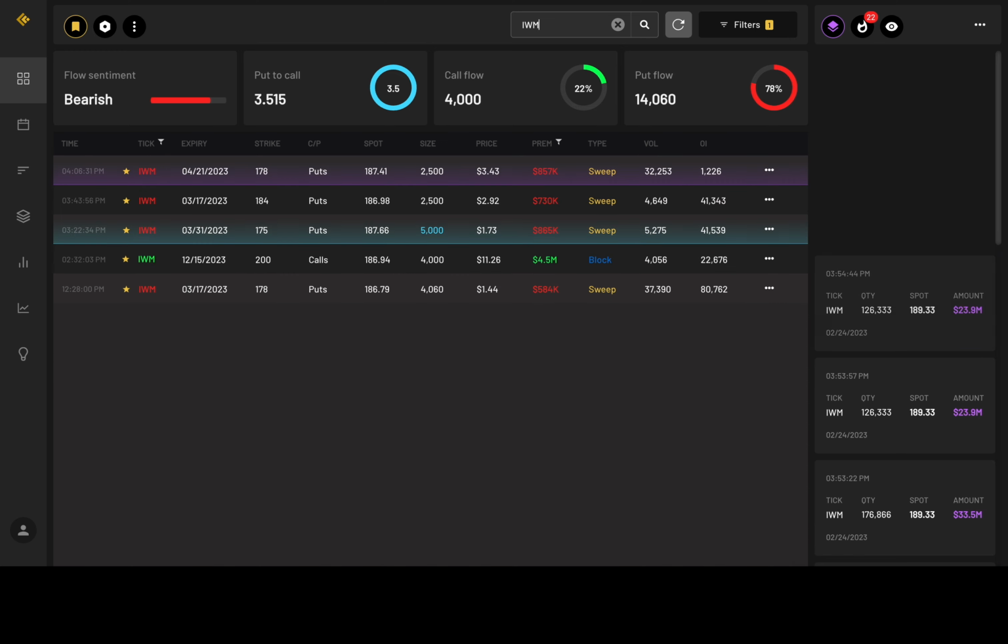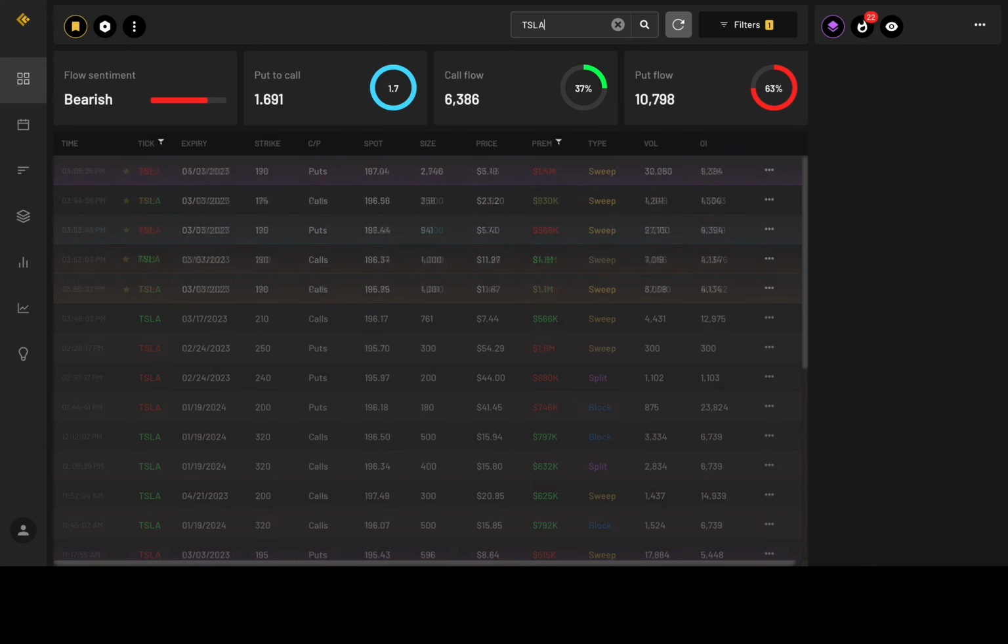And IWM, yeah, 78% for puts. This one sticks out, over 800,000 in size, 175 strike price for March 31st. So from what I'm seeing between Triple Q and IWM, big money is bearish on IWM and Triple Q for the month of March.